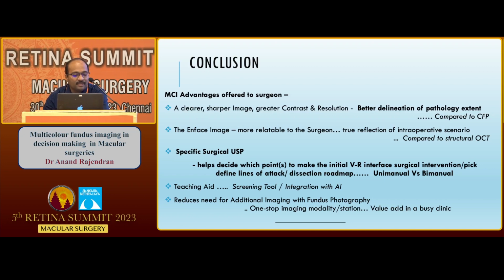Specific surgical USPs: it helps decide which point to make that initial vitreoretinal interface surgical intervention, or PIC, which is so important, helps define lines of attack or dissection roadmaps, as we've seen, can help you decide between unimanual and bimanual straight away, and it's very valuable as a teaching aid. It's a great screening tool.